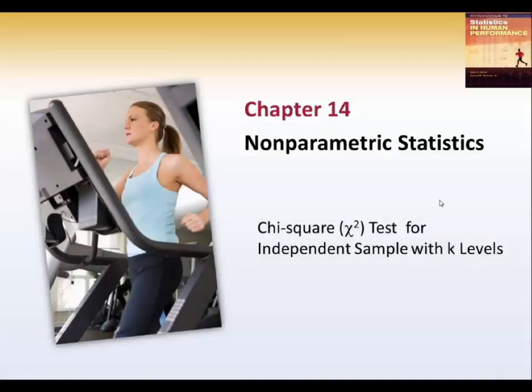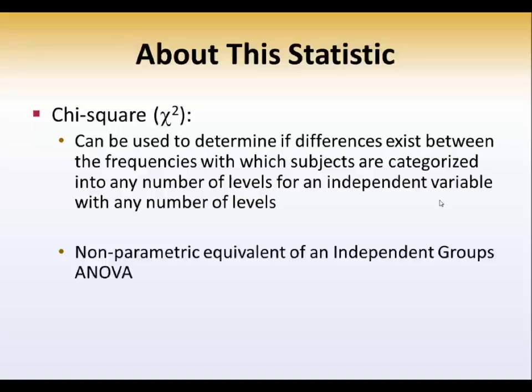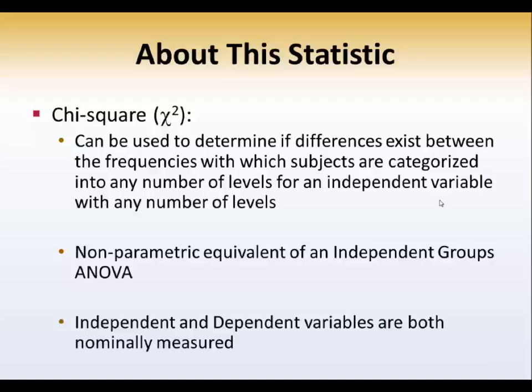Our next chi-square example is the chi-square test for independent samples with k levels, or more than 2 levels. Chi-square can be used to check whether there are differences in the frequencies with which subjects are categorized into any number of levels for an independent variable with any number of levels. It's a non-parametric equivalent of an independent groups ANOVA. In this case, both the independent and dependent variables are measured on a nominal scale.